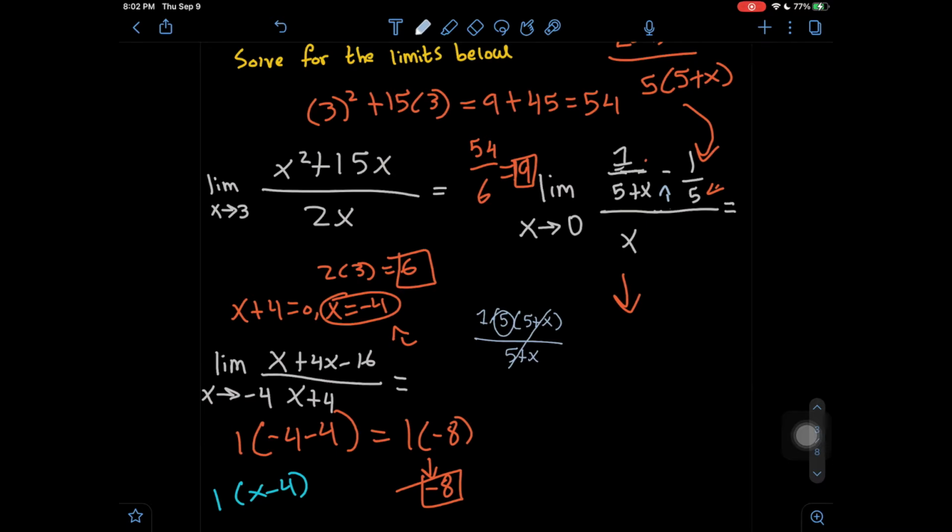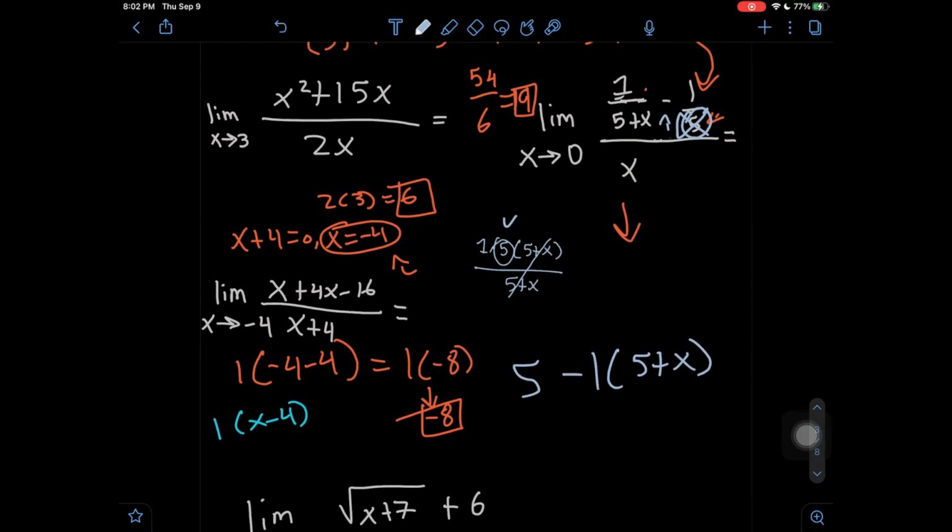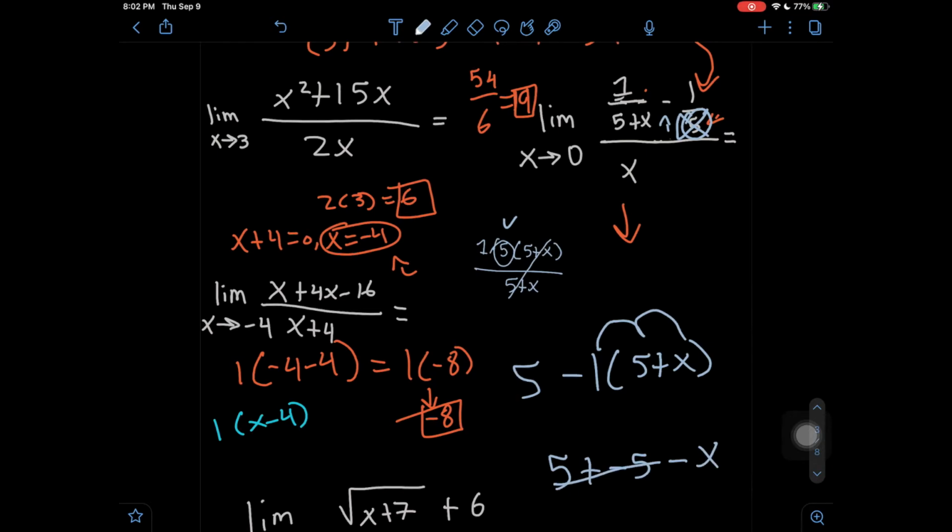And if we multiply our negative 1 by the 5 times 5x, we can see that the denominator of 5 would just also eliminate. So we would be left with minus 1 times 5 plus x. And we originally have that 5 coming from this first part right here. So we're going to have 5 minus 1 times 5 plus x. Distribute this negative 1. So 5 plus negative 5 minus x. These eliminate and go to 0.